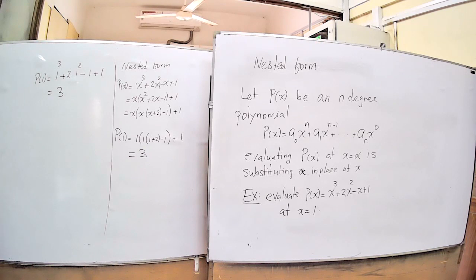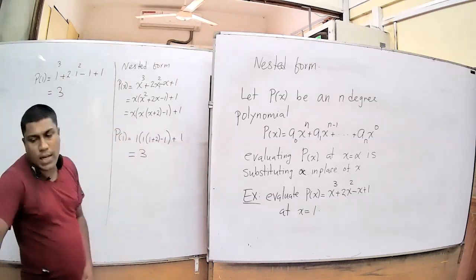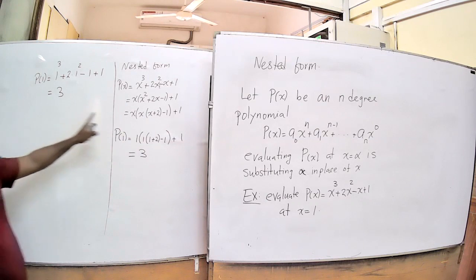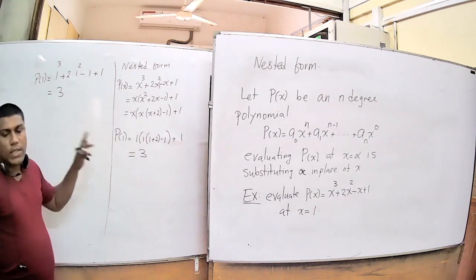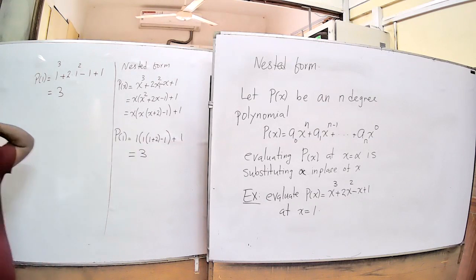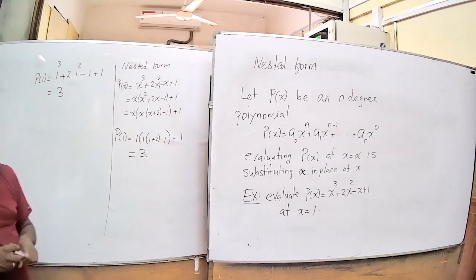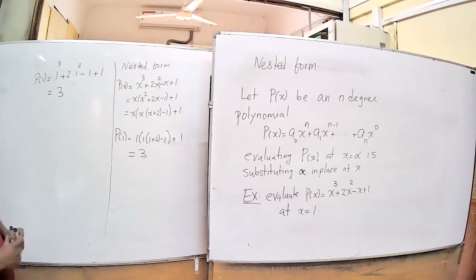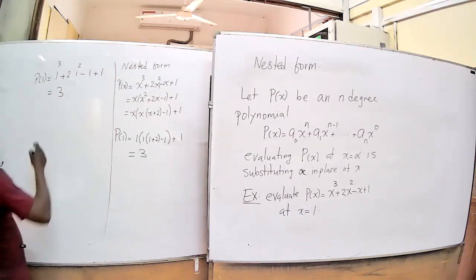But this is a simple example. So why do I have to go from this form to this form? What is the difference? In which way is the computation different? This will tell you why studying computer arithmetic is important. So what I'm going to do is count.